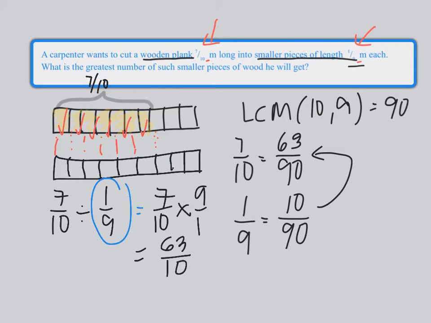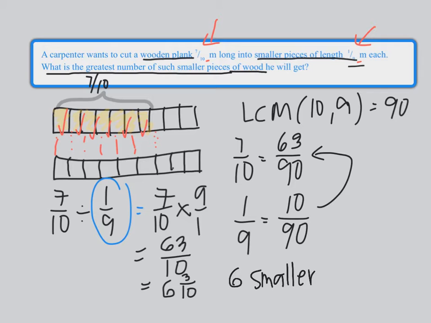And if you write this in mixed number, you will get how many 10s in 63? There are 6 10s in 63, and you have a remainder of 3 over 10. Meaning, in this problem, with a slight change in the values, the answer is not exact. But that doesn't matter necessarily, because it says here, what is the greatest number of such smaller pieces of wood will he get? And in this case, if we're going to be strict with how many 1/9 meter smaller pieces of wood, we will only actually have 6 smaller pieces of wood, because the fractional part does not really amount to 1/9 meter. So 6 smaller pieces.